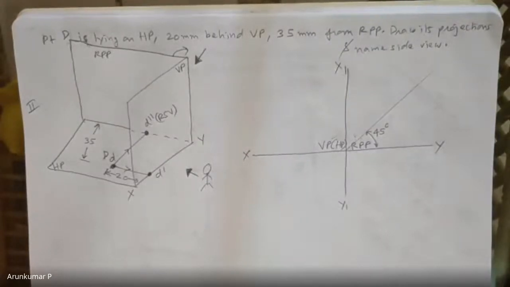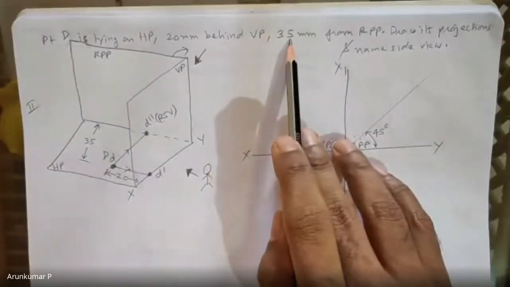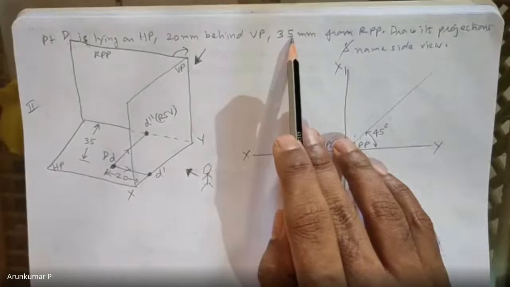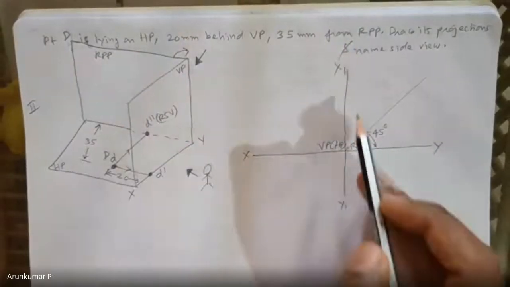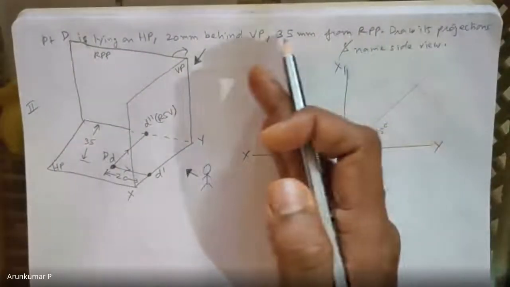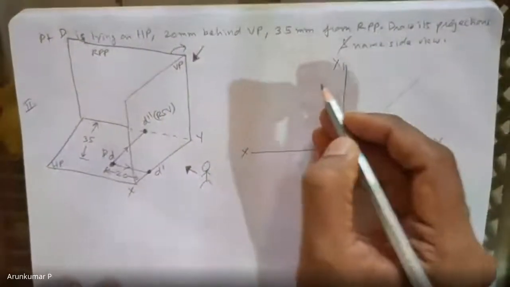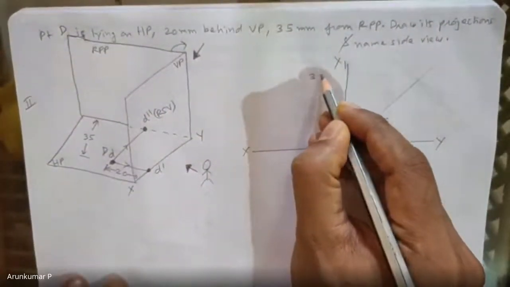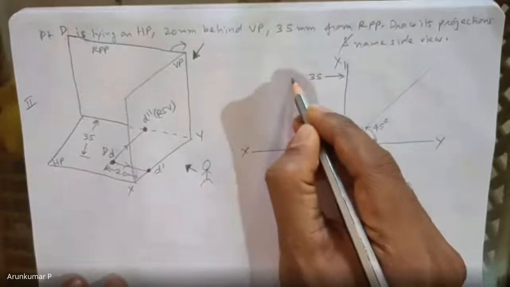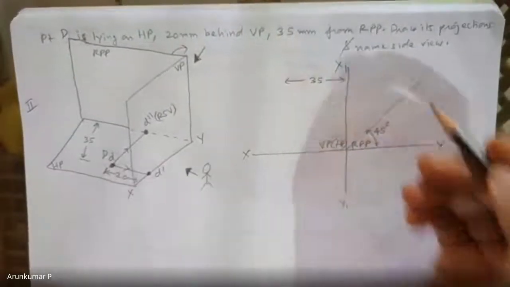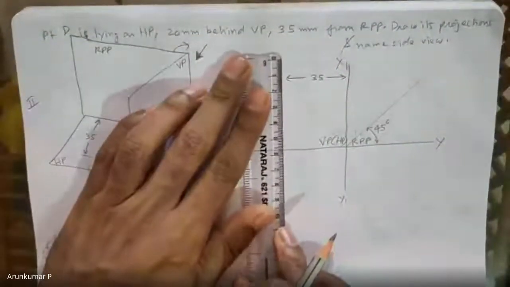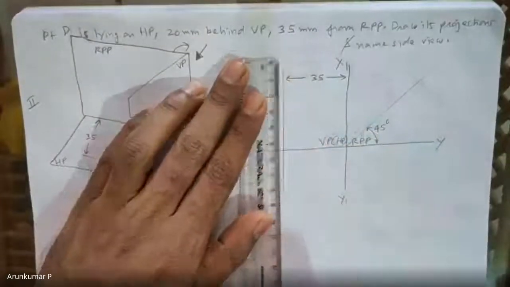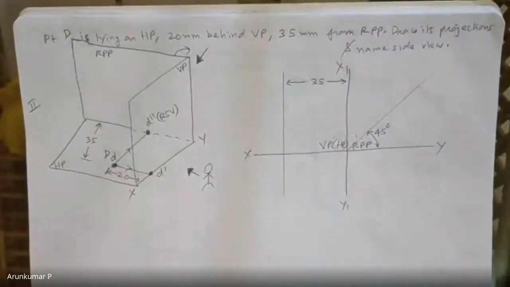Now you have to locate the front, top, and side views. The first thing you're going to do is locate this projector 35 mm from RPP. So from RPP 35 mm, maybe here, 35 mm from RPP you have to draw a vertical projector. Somewhere on this line you will get the front and top.